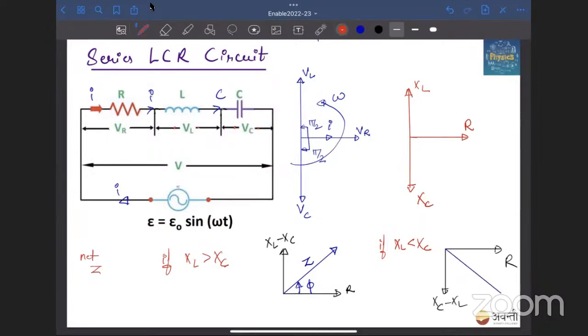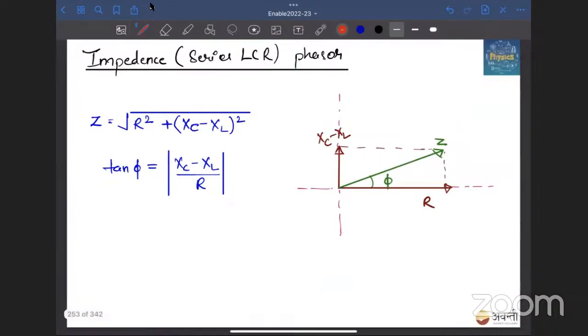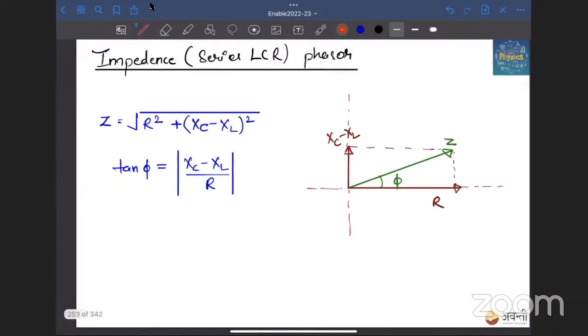We can shift the vectors now. We can shift this vector XC minus XL. This will be the resultant, that will be Z, and this will be phi. Here also there is shifting of vectors. So in this way, we can find the resultant impedance.